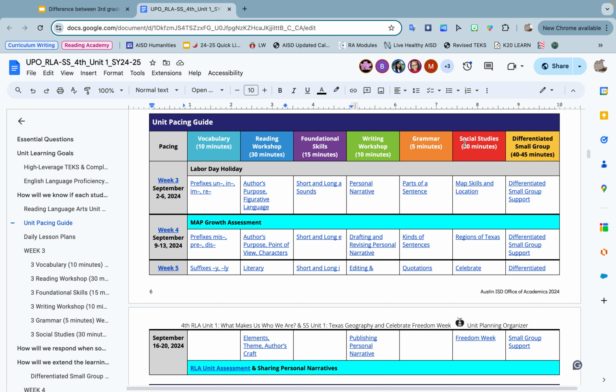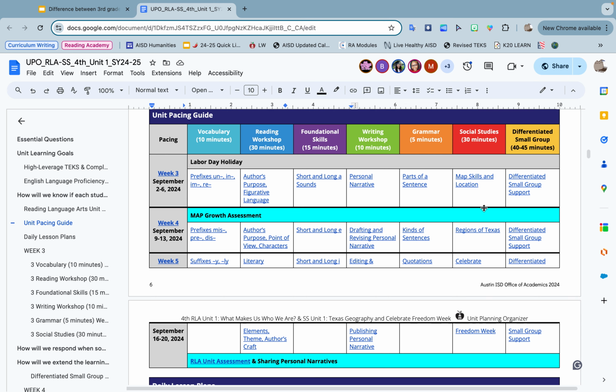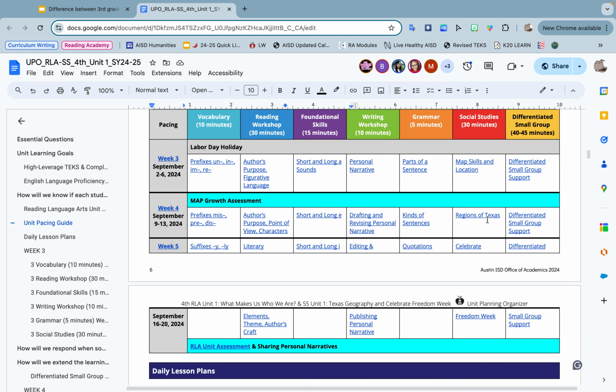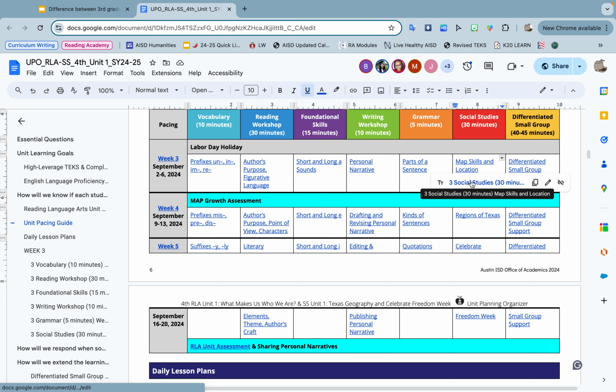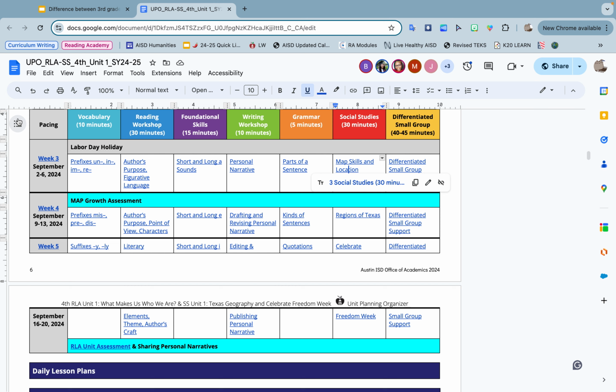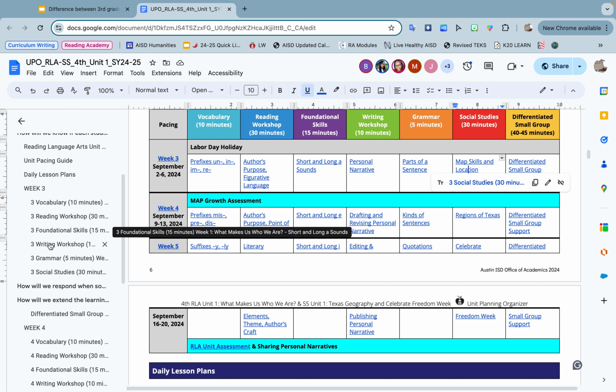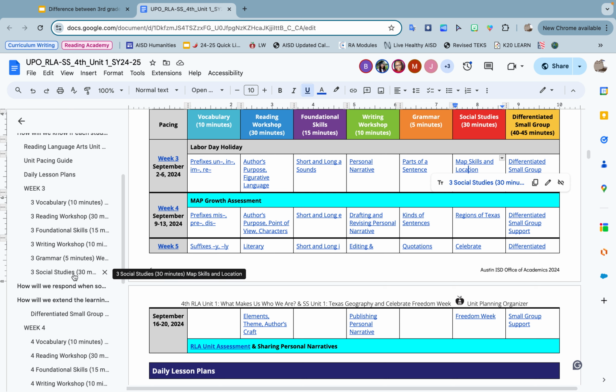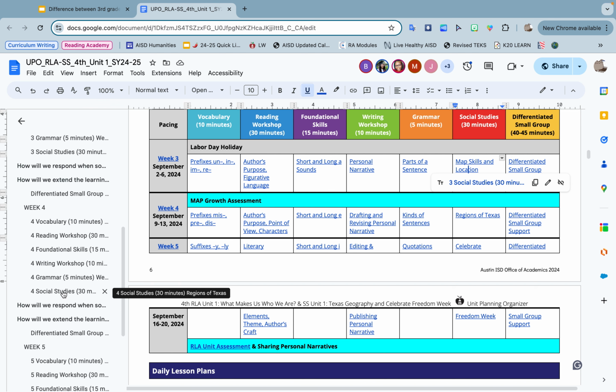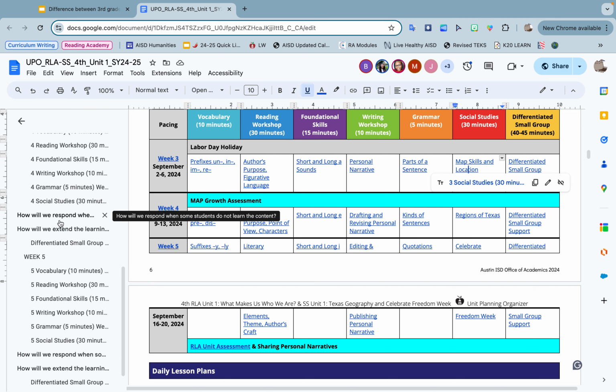In the unit pacing guide, social studies is identified over here after grammar, and you will see the topics for each week are here, as well as direct links to the lesson plans. So if I want to go down, I can click here in the unit pacing guide, or I can come over here to the table of contents, or the outline. If I don't see the outline, I can click on the hamburger, and it will open it up, and I can see that after all the reading language arts sections, there's the social studies section, and that is the case for each week in this unit planning organizer.